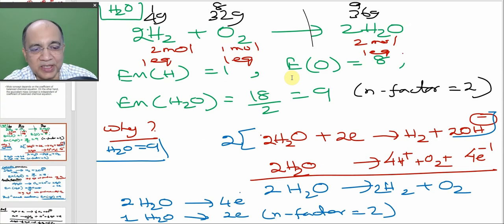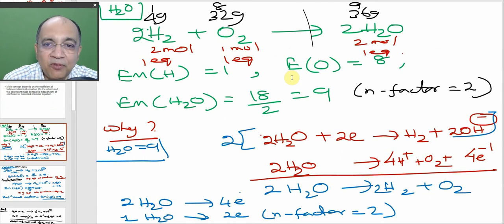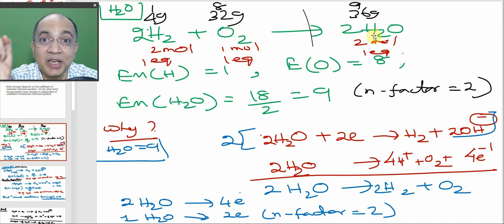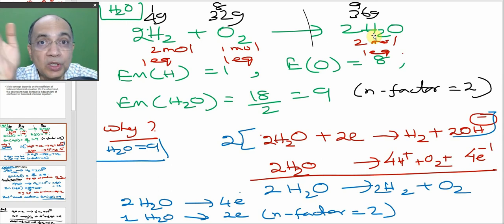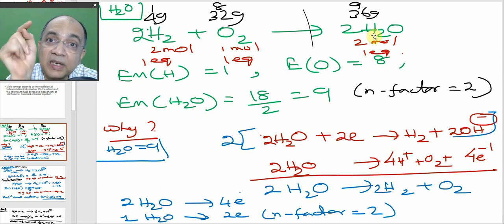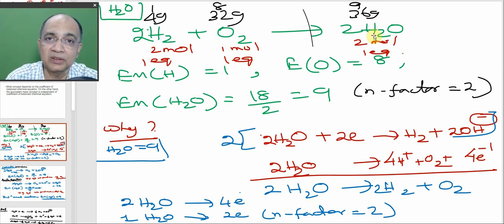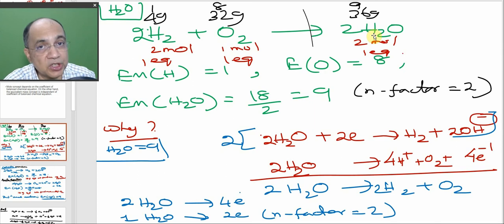Now, here is an interesting case where we will find the equivalent mass of water in this particular reaction. You don't say the equivalent mass of water is 18 or 9 universally, as if it is always the case. No, you have to write the specific reaction equation. Then only will you be in a position to find the equivalent mass of a substance.